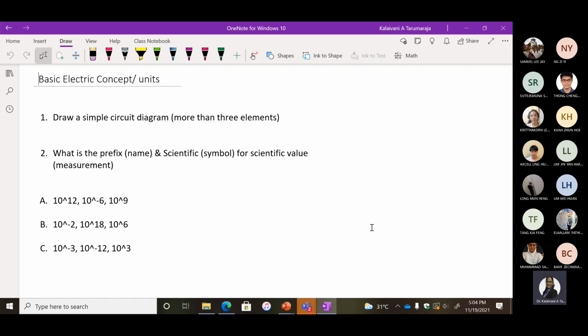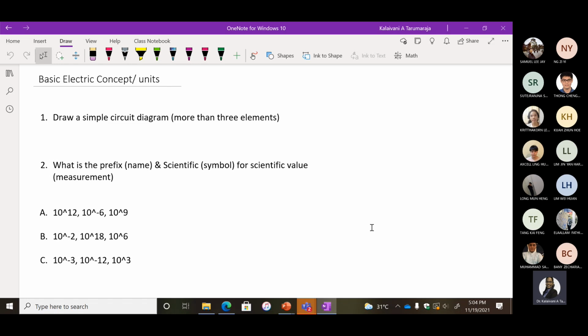Okay, forget about your OneNote. If you're having issues, you just write on a piece of paper, screenshot, and send in the meeting chat. Don't discuss with your friend. Come out with your own answer, but you can refer to your slides. You can have a look at your slides.